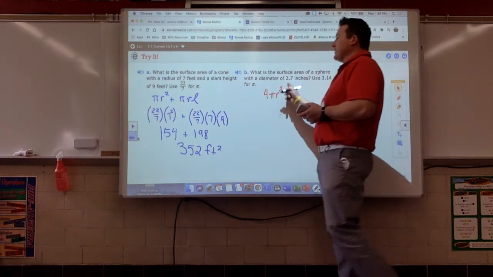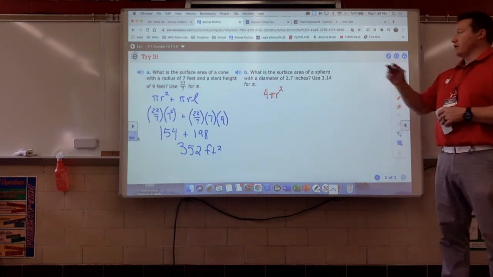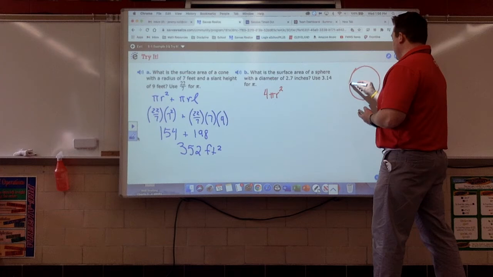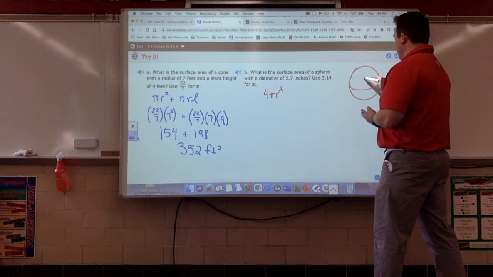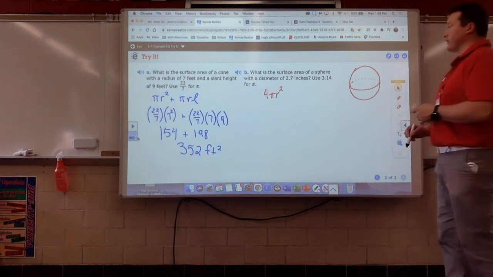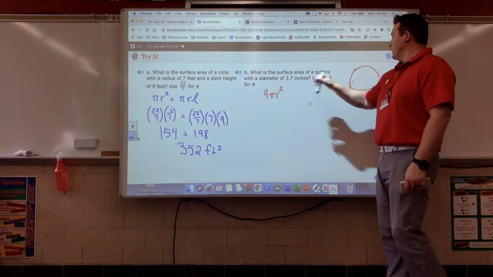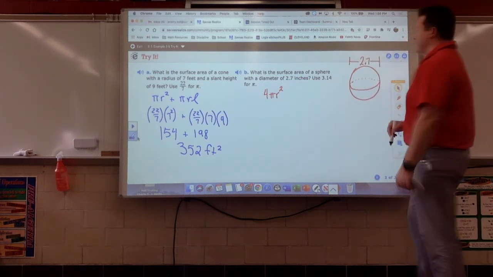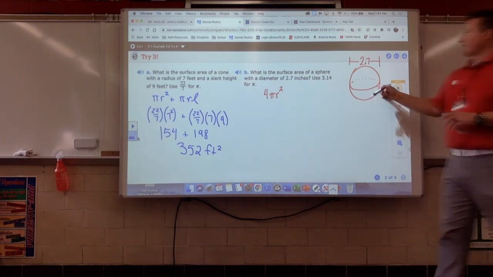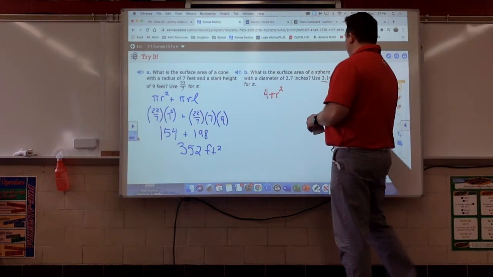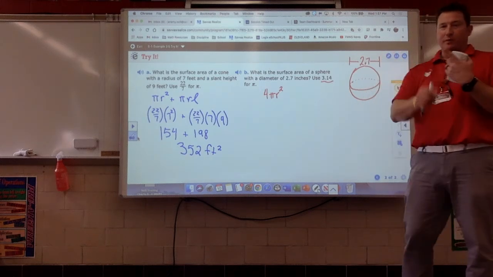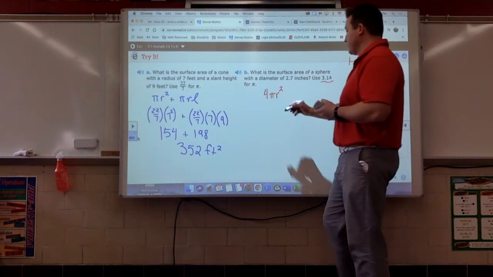Okay. Again, guys, we're going to use a formula. We're going to write it out. So in the second problem, we're dealing with a sphere. Here is our sphere. It has a diameter of 2.7 inches. 2.7 inches is the diameter. They're telling us to use 3.14 this time for pi. So again, replace pi, replace r with those numbers, right?